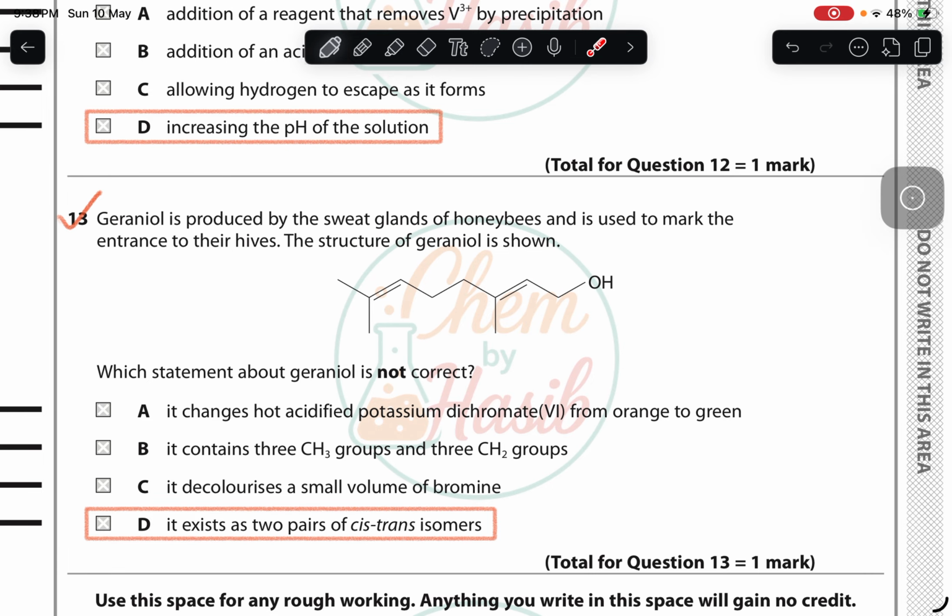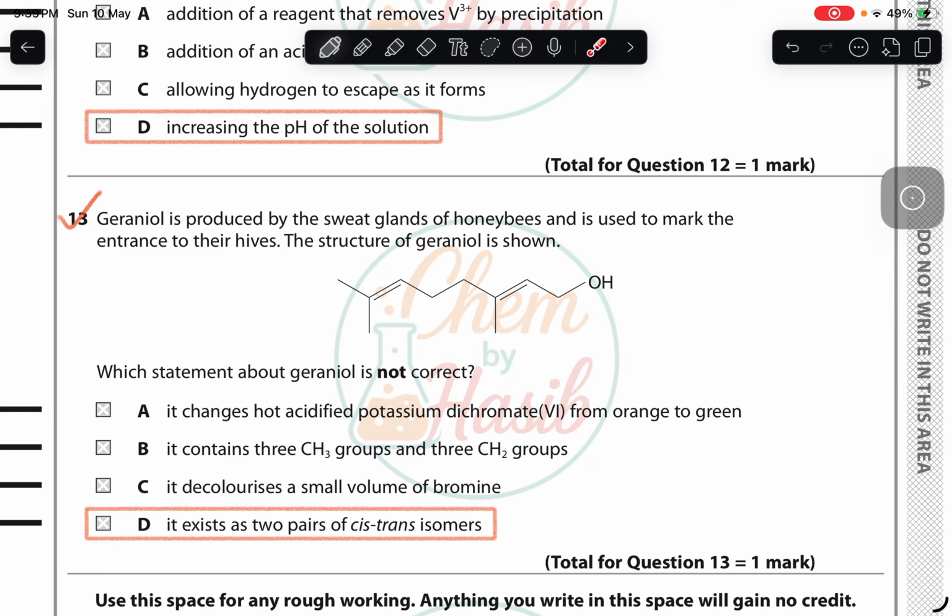Because in cis-trans isomerism, there has to be some common group, right? So this double bonded carbon and this double bonded carbon, they don't have common groups here. They all have different groups. All the four groups are different. That's one group, that's another group, a hydrogen here, and that's another group here. So when you have four different groups, you cannot have cis-trans isomers. Cis-trans isomers must have at least one common group between the two double bonded carbon atoms, right?